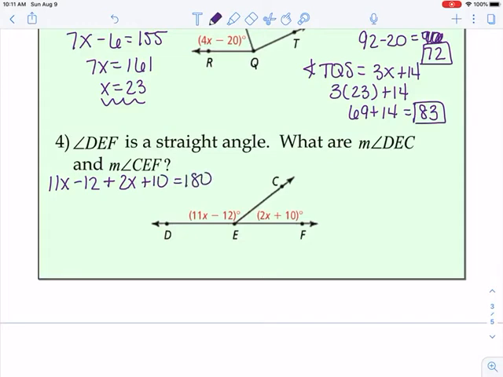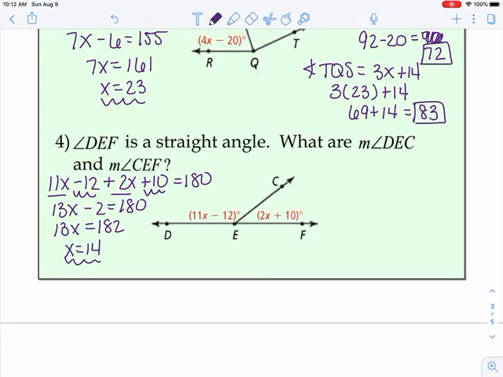equals 180. Again, on the left-hand side, I'm going to combine my like terms. My 11x and my 2x will give me 13x. And then a negative 12 plus 10 will give me a negative 2. And that will equal 180. The opposite of subtracting 2 is adding 2. So 13x is going to give me an answer of 182. And then when I divide both sides by 13, I should get an answer of x equals 14.